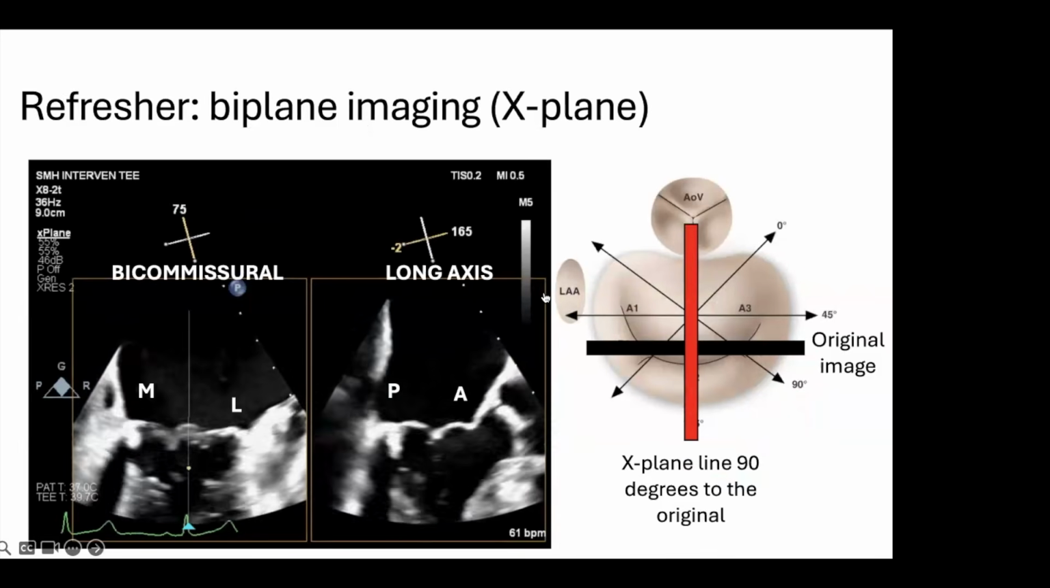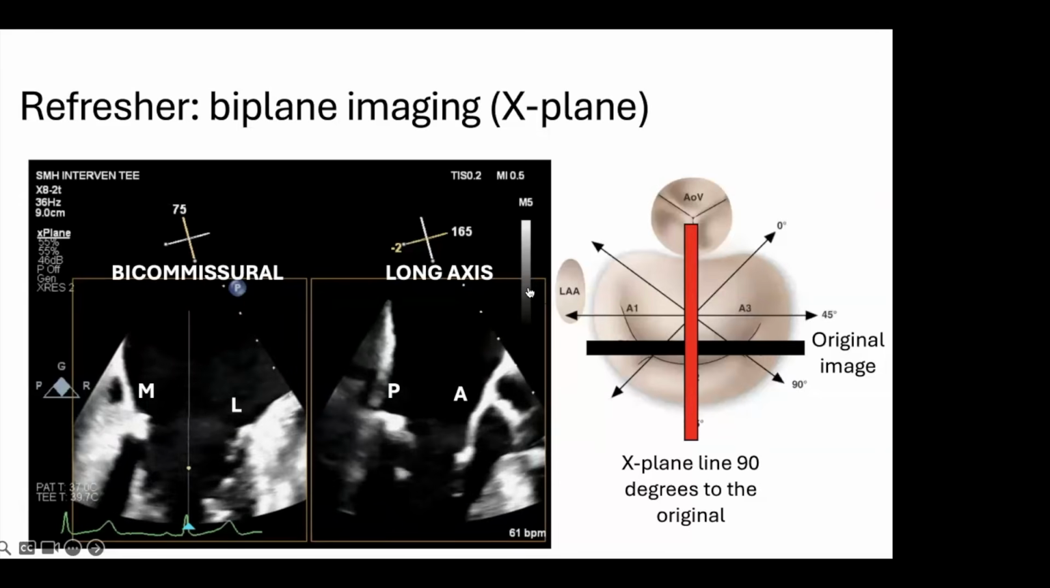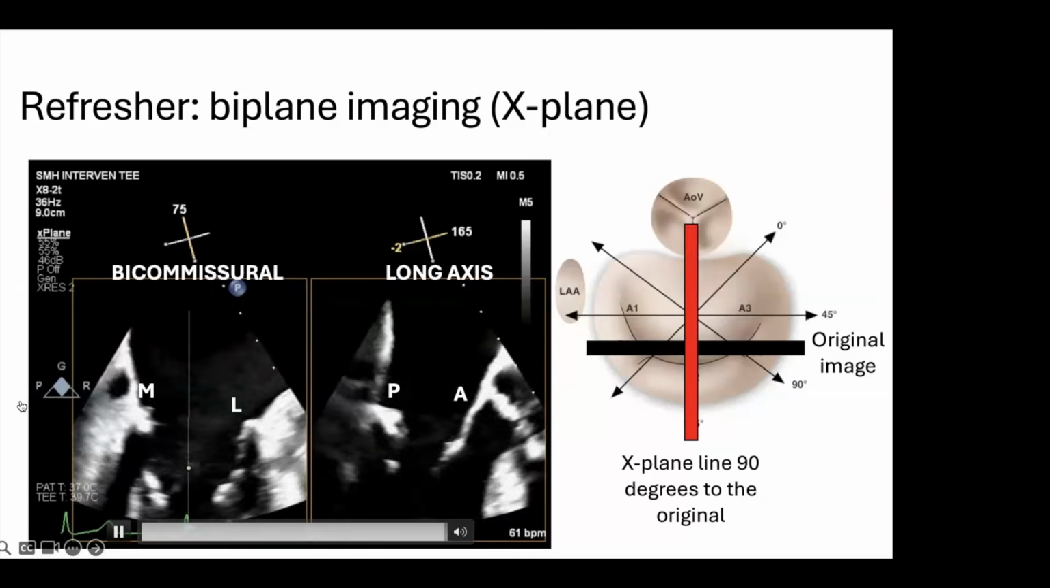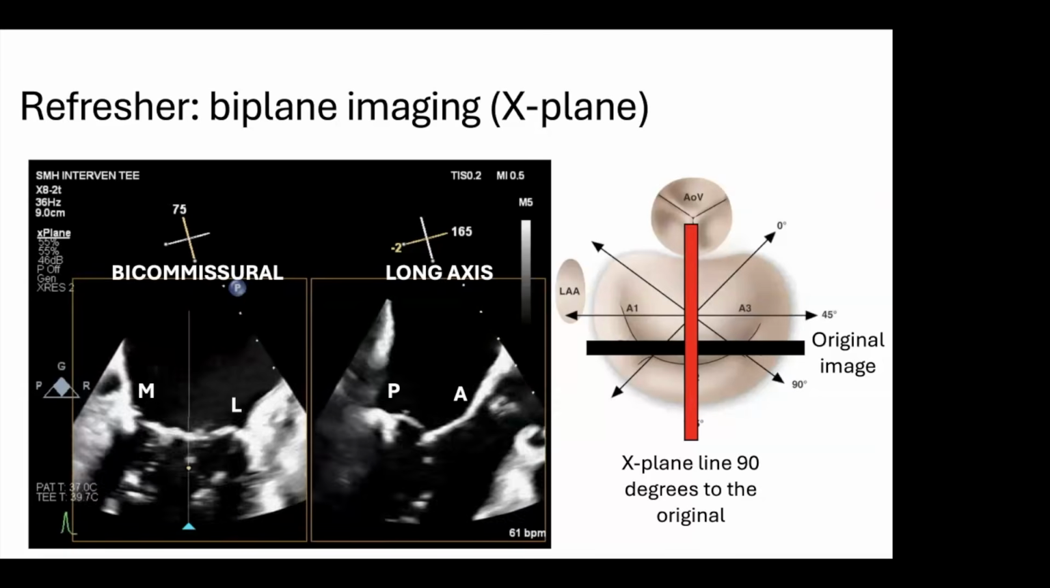So just a refresher on biplane imaging. Once you have a 3D probe, you're able to do some biplane imaging. And so this is an example of a bicommissural view for a transesophageal echocardiogram. So again, just orienting everyone, I know not everyone does TEE, but this is an example of what we call the bicommissural view.